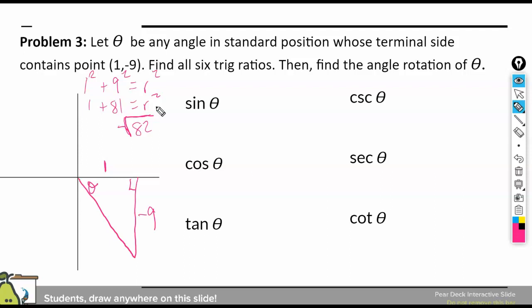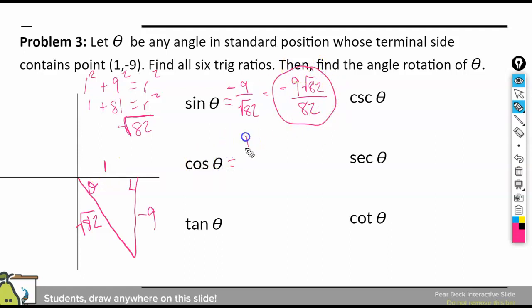4 will not divide that, so I don't know that there is a perfect square that will divide that, so I don't think that reduces. I think it's just going to be the square root of 82. So when we find our sine, our cosine, our tangent, we want to remember sine is opposite over hypotenuse, so that's going to be -9 over the square root of 82, which is going to be -9 square roots of 82 over 82. It is negative. Cosine, though, is the adjacent. It's positive.